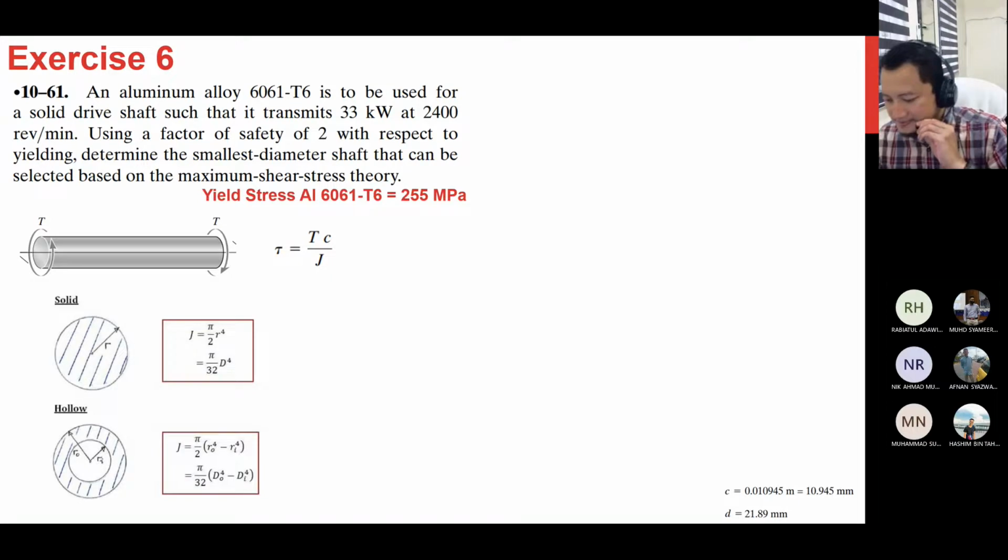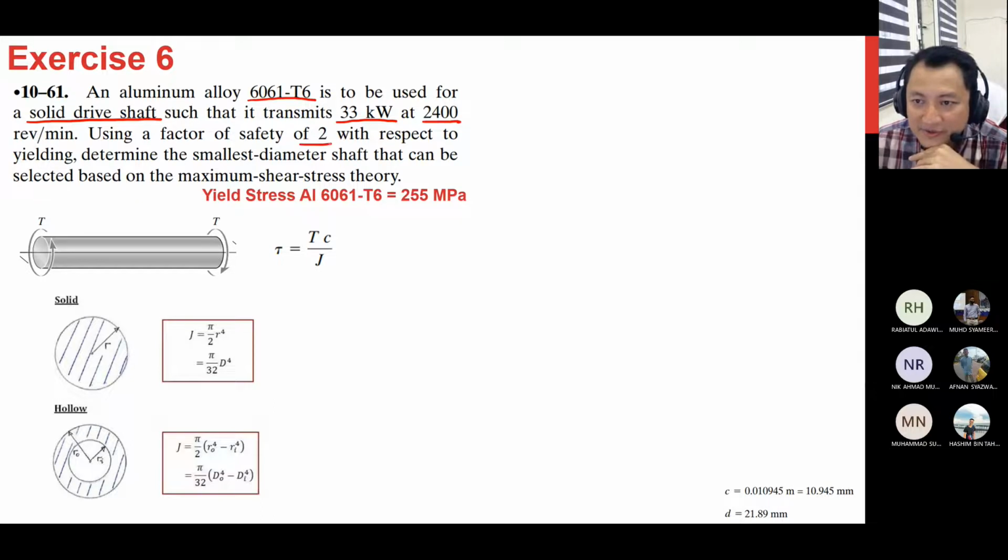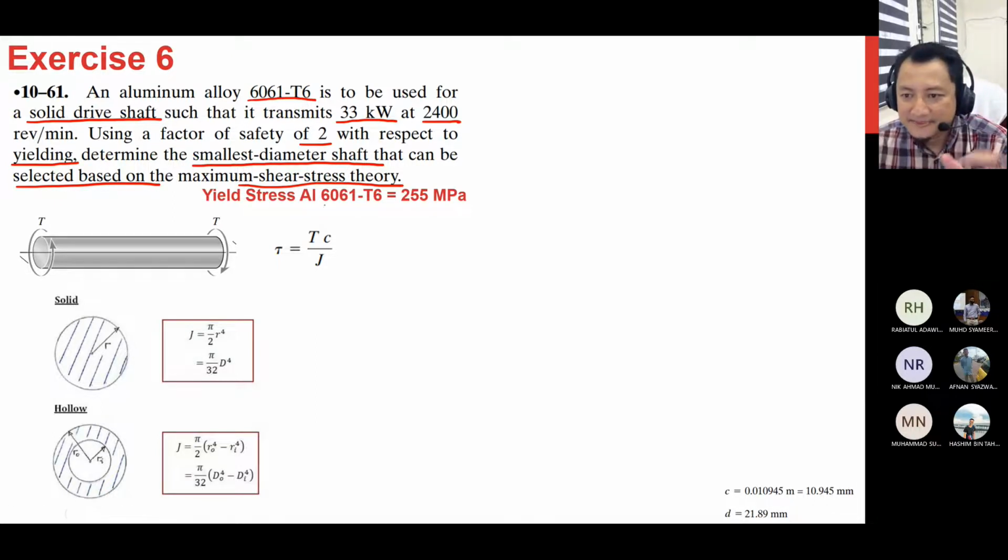Okay, so let's do this one. Aluminum alloy is the material that we are using today, 6061 T6. Currently, it is being used as a solid drive shaft. It transmits about 33 kilowatt at 2400 RPM, with a factor of safety of 2 with respect to yielding. We want it to be twice as safe before it yields. We need to determine the smallest diameter shaft that can be selected based on the maximum shear stress theory.